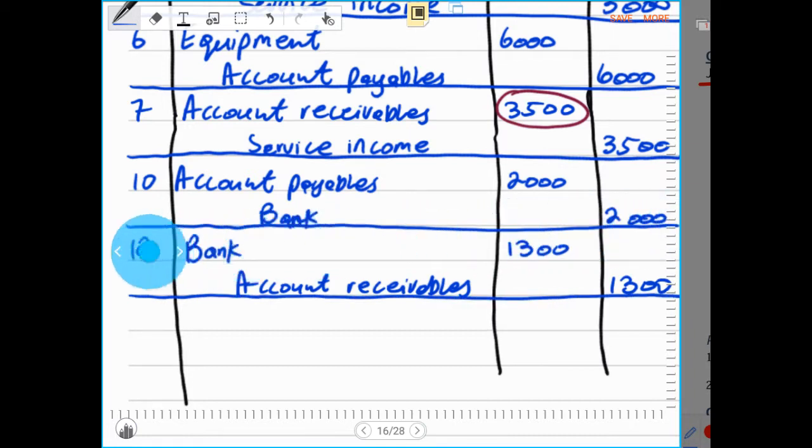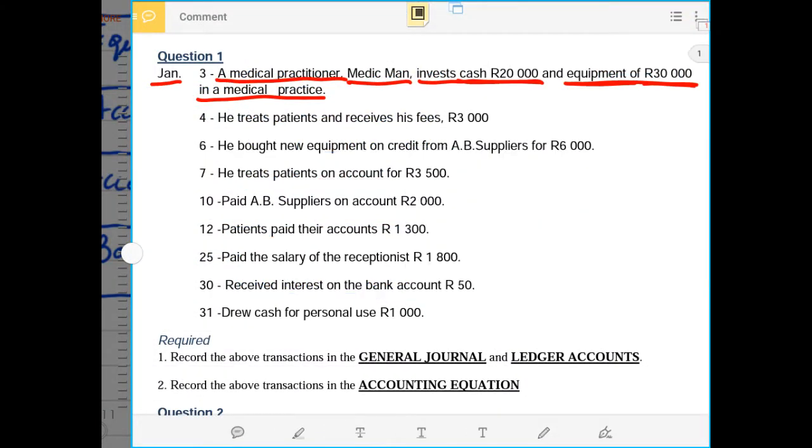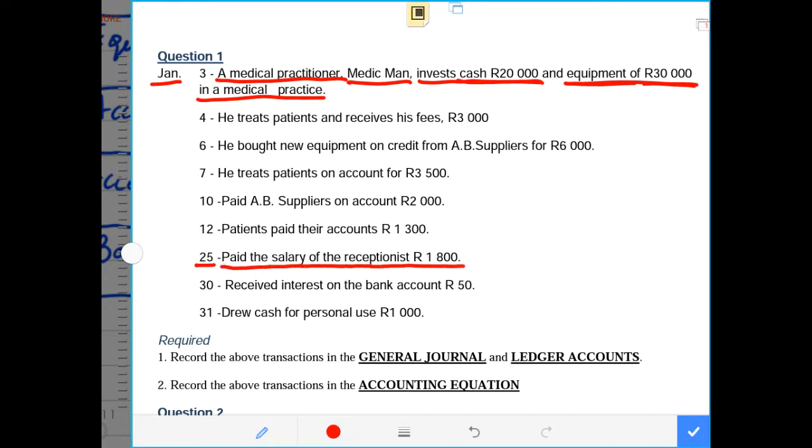Then now we go to the next one, and the next entry is on the 25th of the month. And on the 25th of the month, it says paid salaries to the receptionist 1,800. So now remember, salary is an expense, and expenses increase on the debit side. So now whenever you pay an expense, expense will be increasing on the debit side. So now in this case, we have paid an expense, and expenses are increasing. That means there is more money that we are paying to salaries, which is our staff.